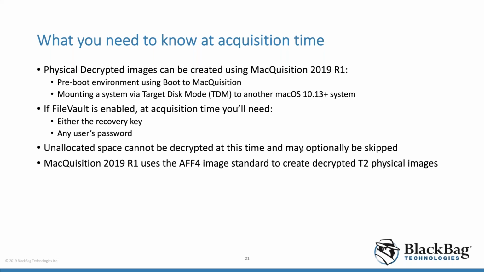And we're using MacQuisition 2019 R1 for these decrypted T2 physical images, as well as fusion drives. We haven't talked about fusion drives because it's a bit out of the scope of this image, but MacQuisition 2019 R1 is actually able to create physical images of APFS fusion drives, which is good because the new iMac comes with fusion drives, so I guess these things aren't going away, that you can actually analyze in BlackLight 2019 R1.